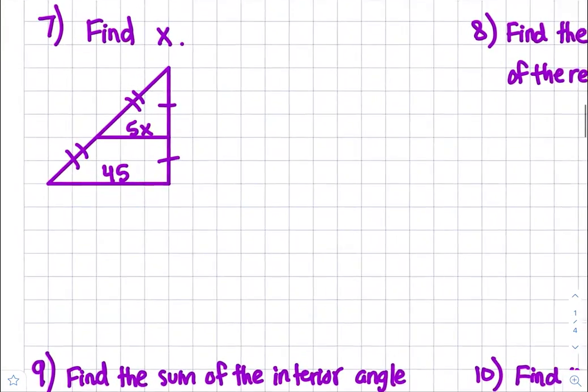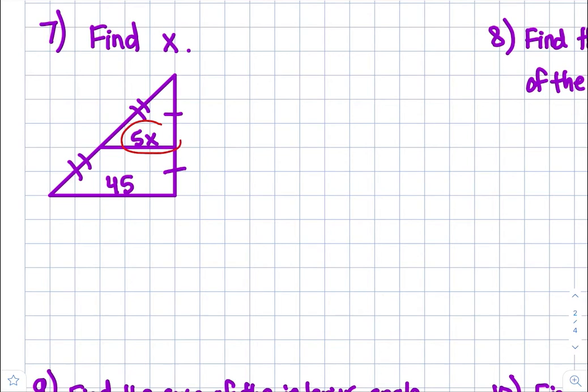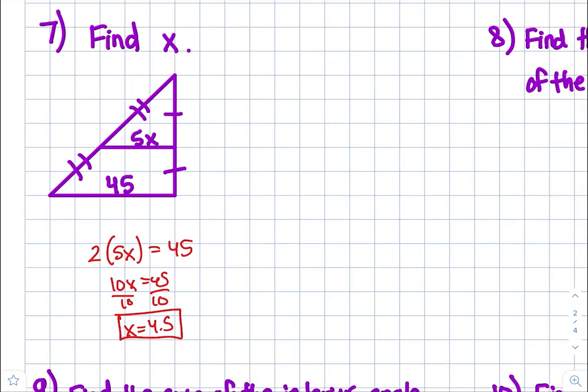Okay, number 7, same thing. This, you guys, is half of this, or this is double of that. I always like to go the doubling route, but you should know both ways. So double of this length is equal to the base. 10x is equal to 45, divide both by 10, x should equal to 4.5. X should equal to 4.5.